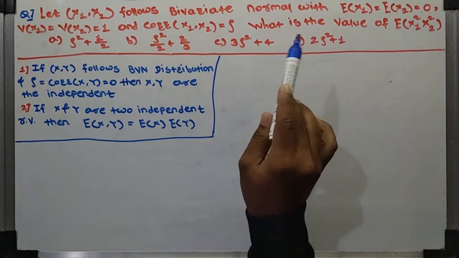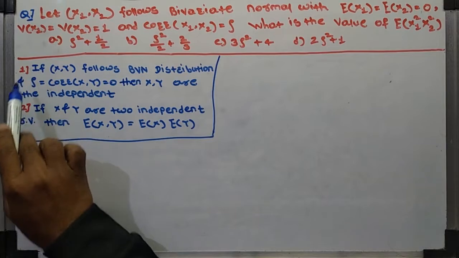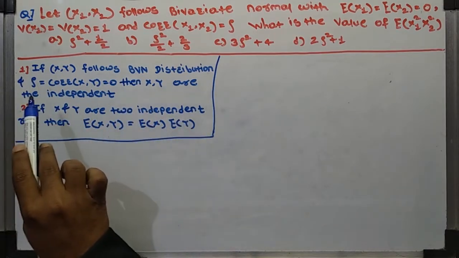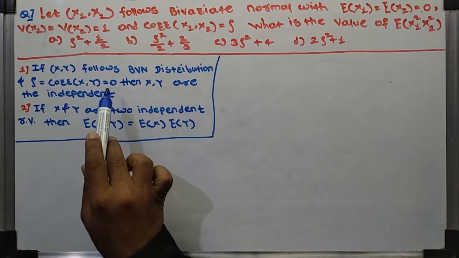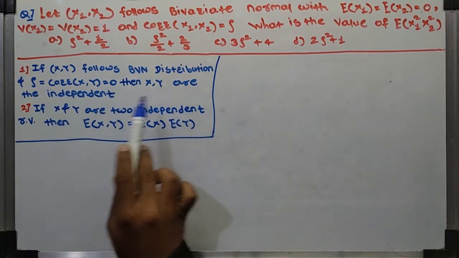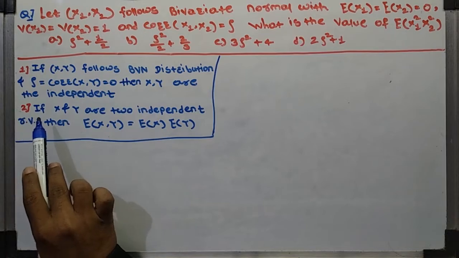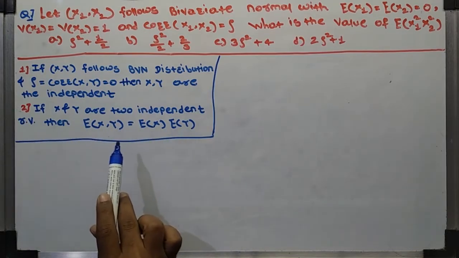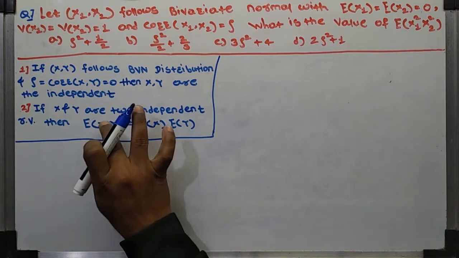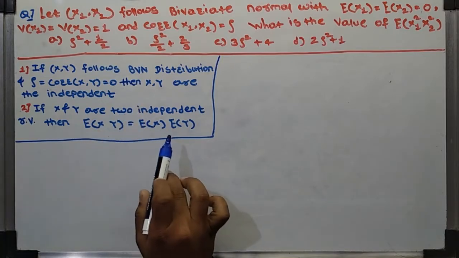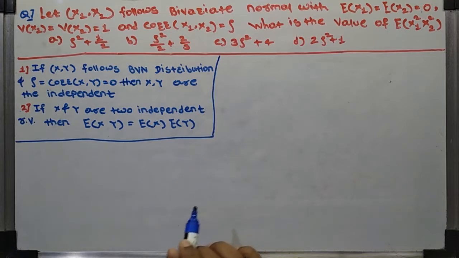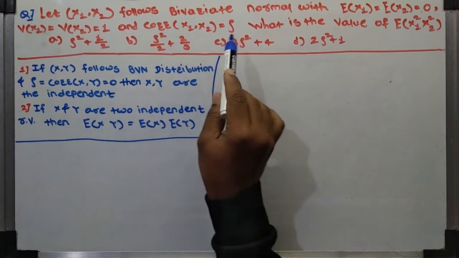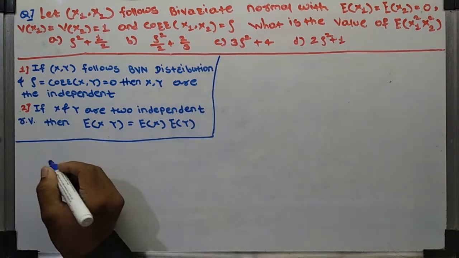To solve this question, we need two results. The first result: if X, Y follows a bivariate normal distribution and the correlation between X, Y is 0, then X, Y are independent. And the second result: if X, Y are independent random variables, then expectation of X into Y is equal to expectation of X into expectation of Y. So here the correlation between X, Y is rho.